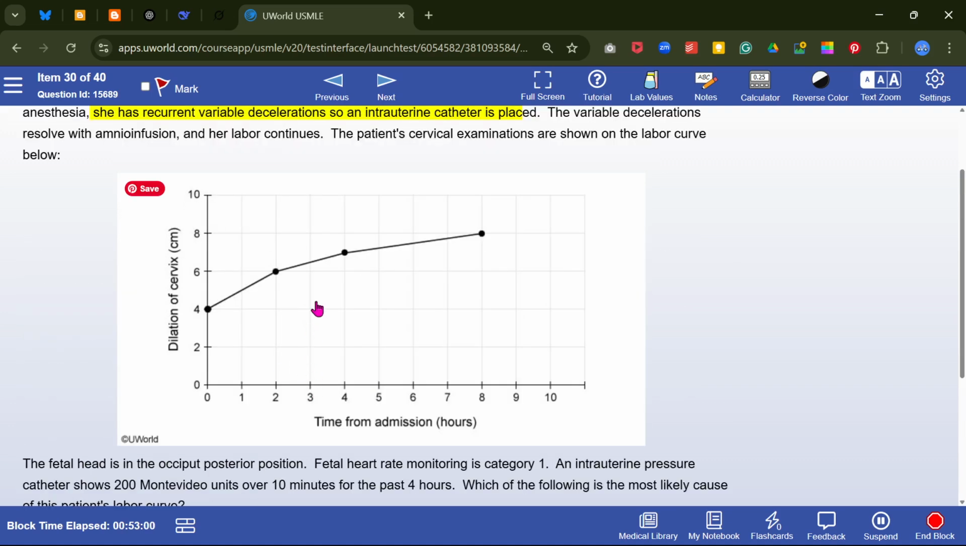Okay. According to this graph, from 4 hours to 8 hours there is only 1 centimeter dilatation. If there is a multigravida, I think that more than 2 or 3 centimeters dilatation should be needed for the next 4 hours. So the dilatation of the cervix is not adequate.